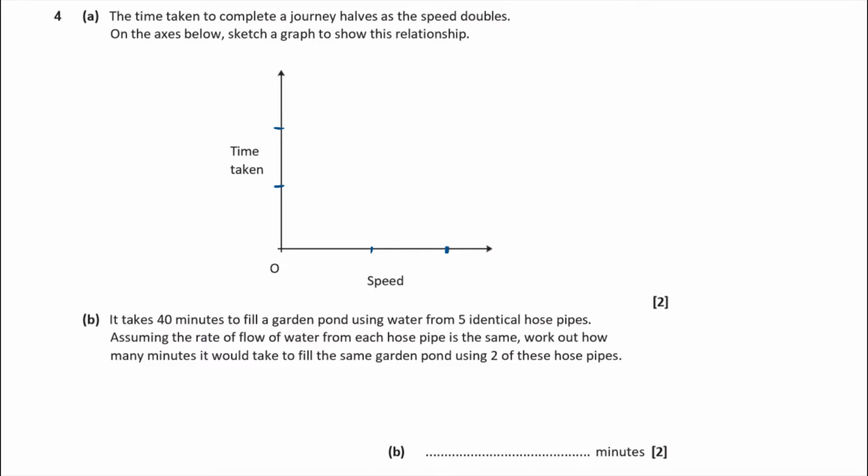So let's say this is speed 1 and it takes this amount of time, and then if I double the speed, the time taken then halves. So it's going to be half as high when it's twice as far up the axis. Now the type of graph this is going to be, it's going to be a reciprocal graph, isn't it? We're talking about inverse proportion. As one increases, the other one halves. So it's going to be like a reciprocal curve.